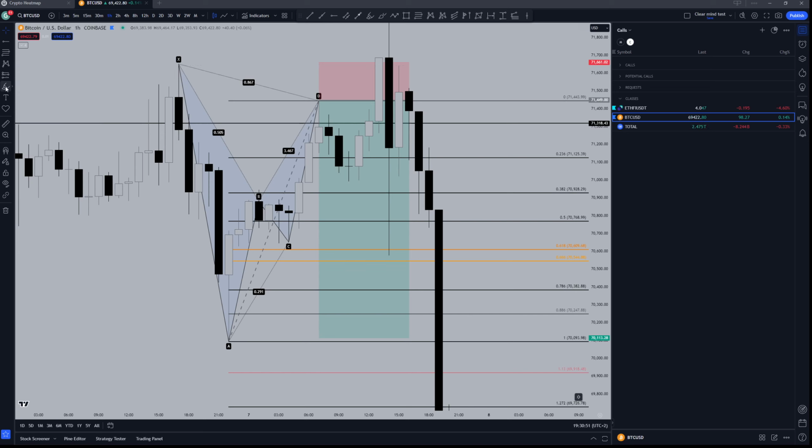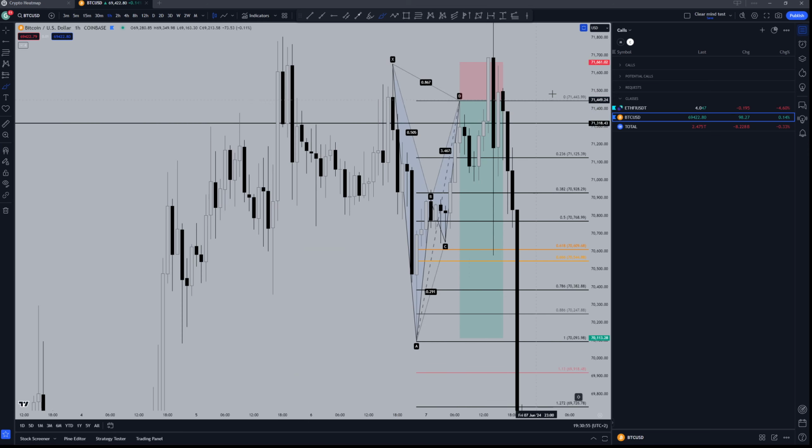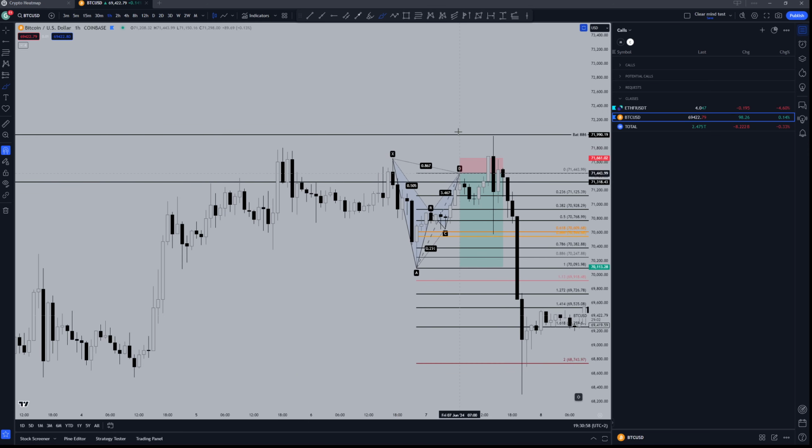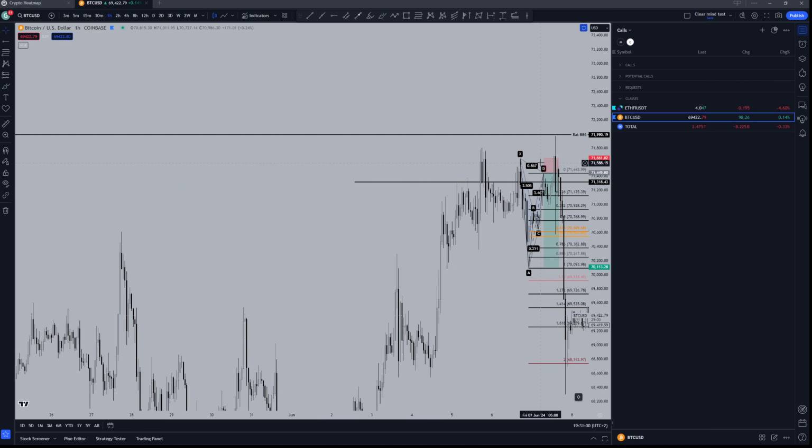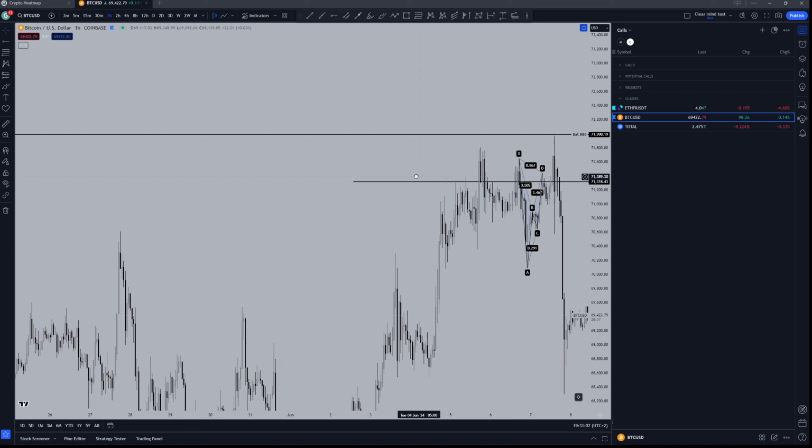If the play doesn't go on and hits your entry again, well, you can simply wait for either a new harmonic to form, or you can wait for a bigger time frame play and take that one instead, like the big bat we drew earlier.